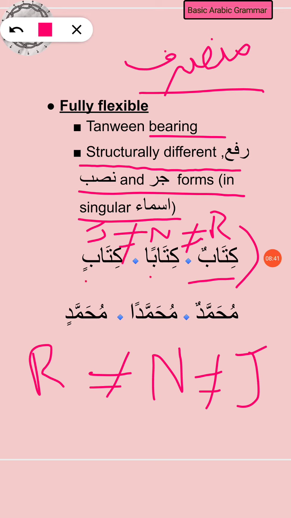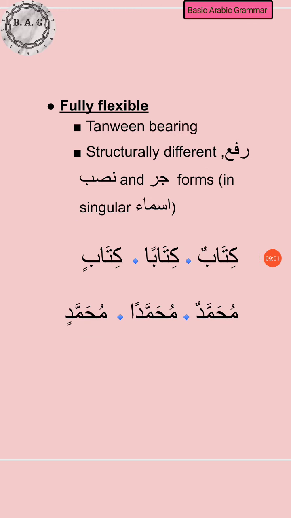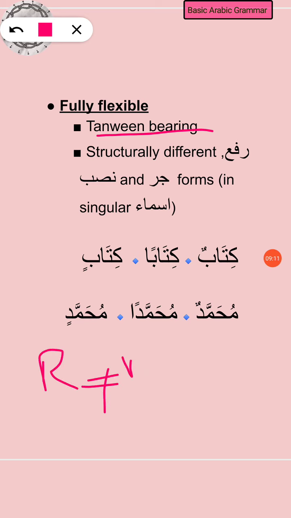Bun, ban, bin. Similarly, in the word Muhammadun, alayhi salatu wasalam, we have Muhammadun, Muhammadan, Muhammadin. Different forms, different structures in rafa, nasab, and jar configuration. This is munsarif asma. So let's sum it up together. Once again, tanween bearing, number one, and number two, rafa is not equal to nasab, is not equal to jar. And this is it.